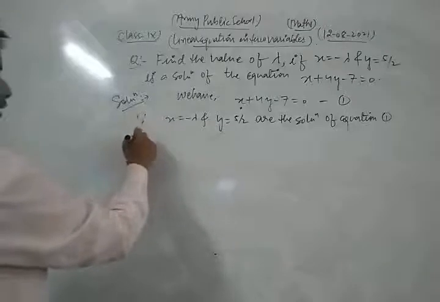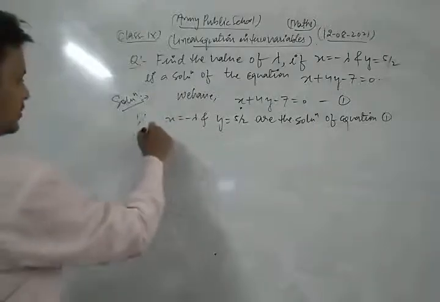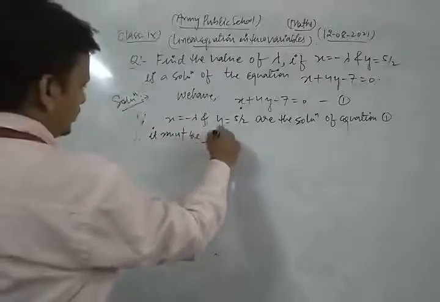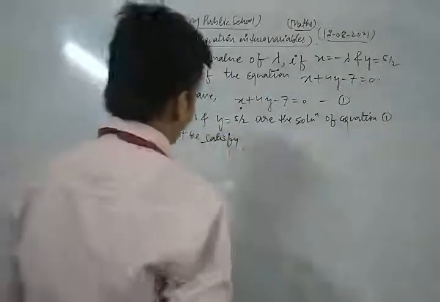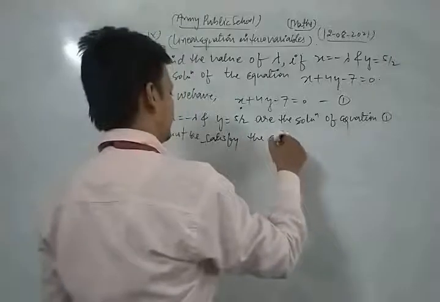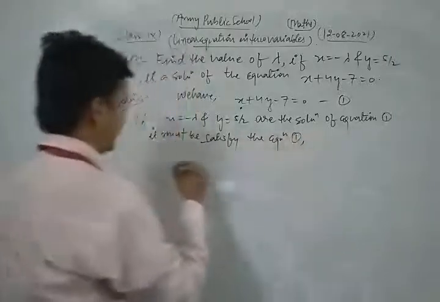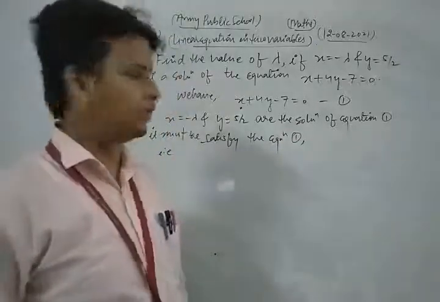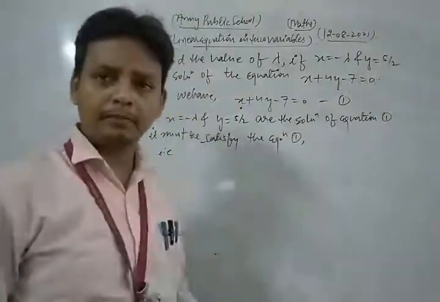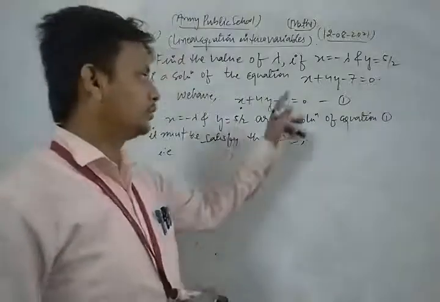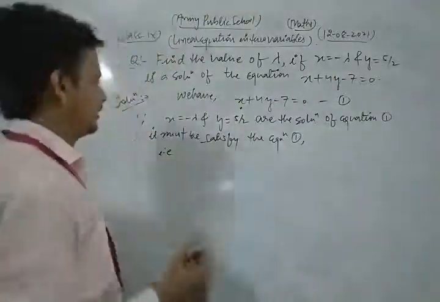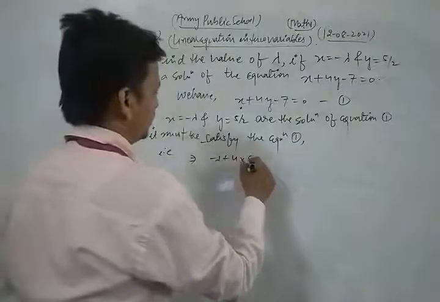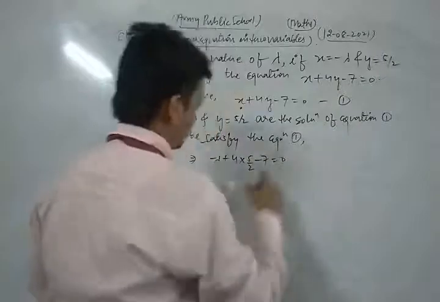Since it must satisfy the given equation, that is, it must satisfy equation 1, we put x is equal to minus lambda and y is equal to 5 by 2 in equation 1, okay. That is, minus lambda plus 4 into 5 by 2 minus 7 is equal to 0.